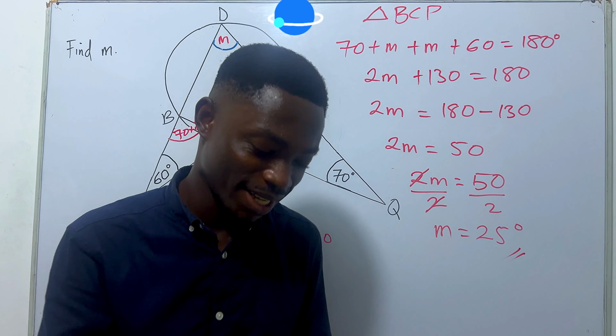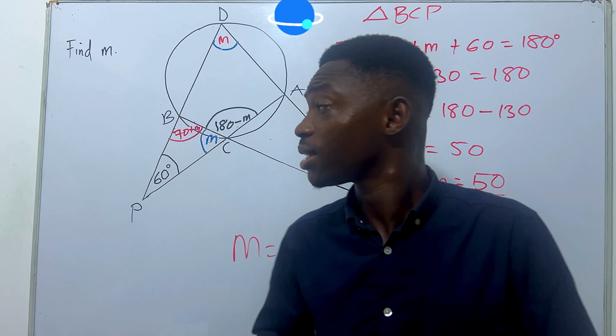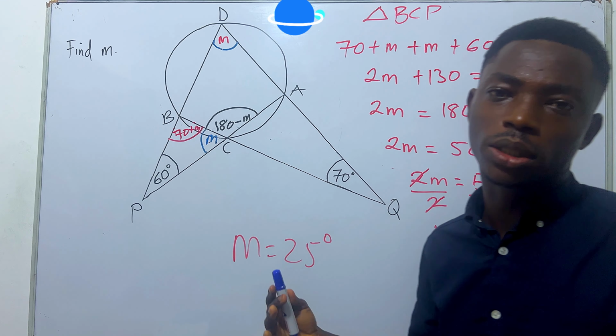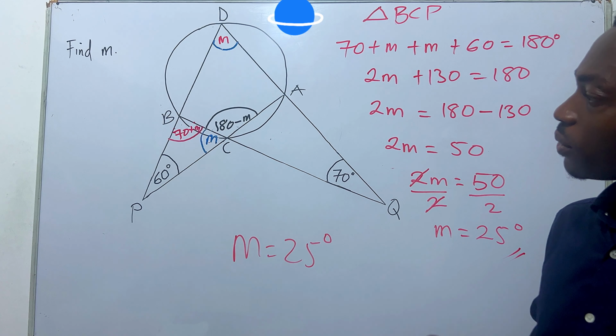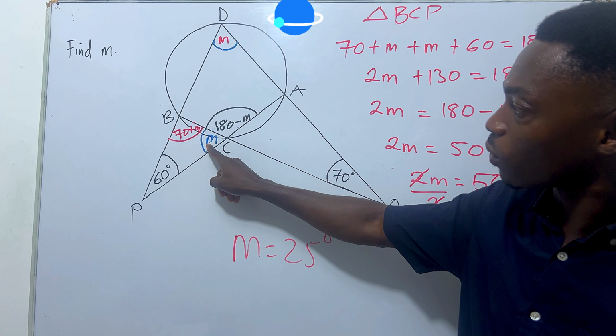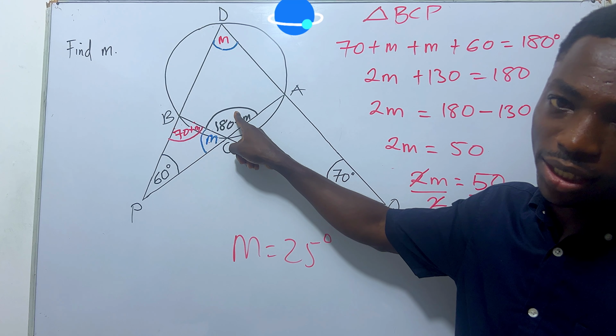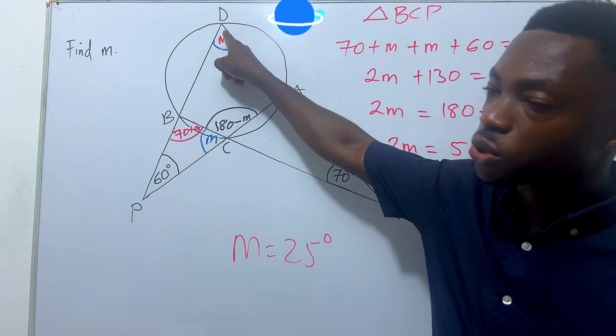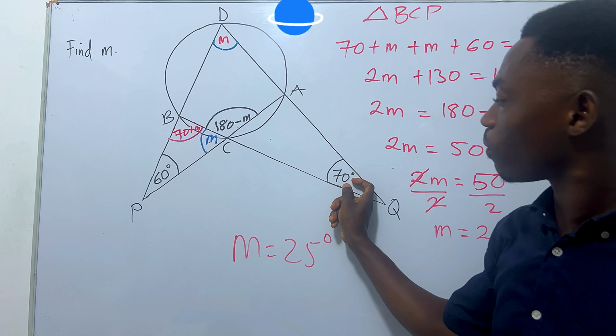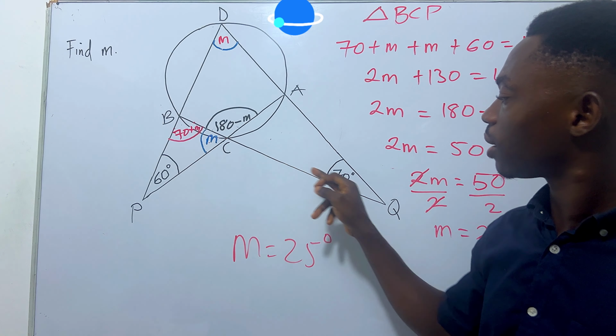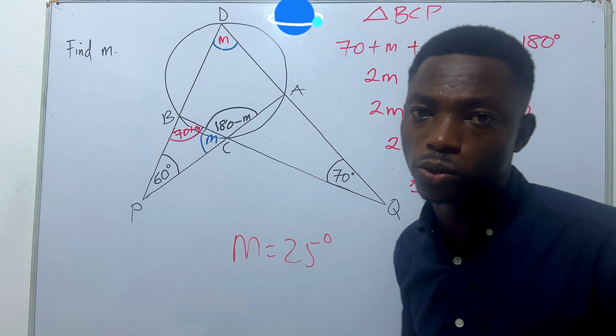And that is it. I hope this helps. You can go over anytime you want to understand. But remember, this is what we're looking for. We didn't have this initially. We didn't also have this initially, but with the help of these angles, this angle and this angle, we're able to find it.